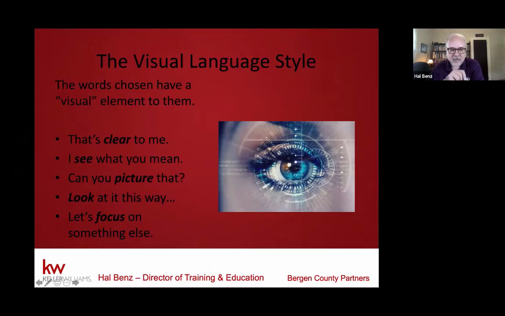Some examples. That sounds clear. That's clear to me. I see what you mean. Can you picture that? Look at it this way. Let's focus on something else. These are all words that have kind of a visual quality to them. Seeing, picturing, looking, focusing.